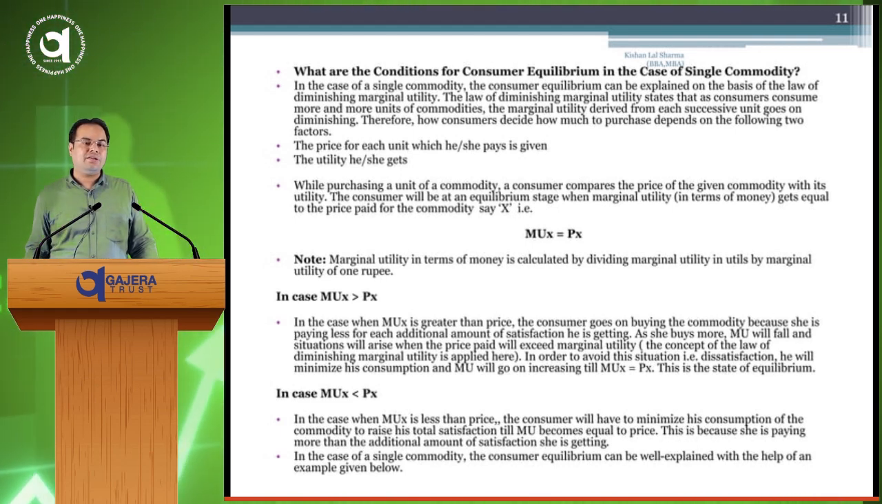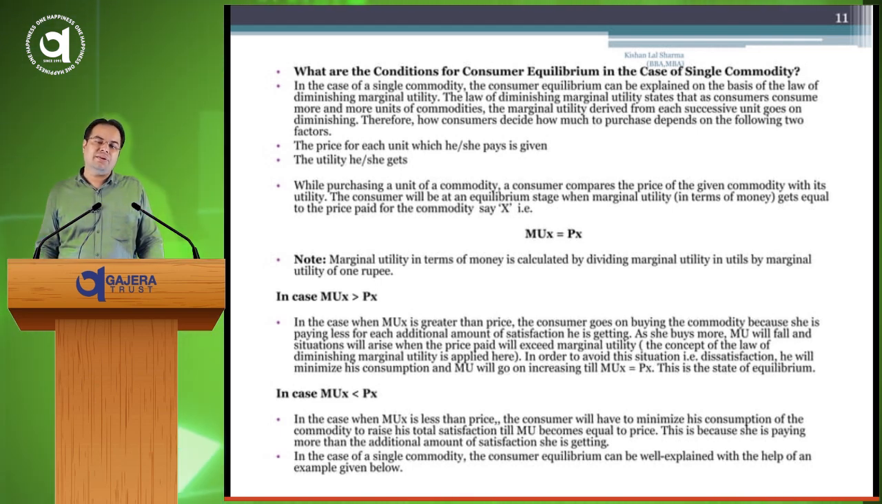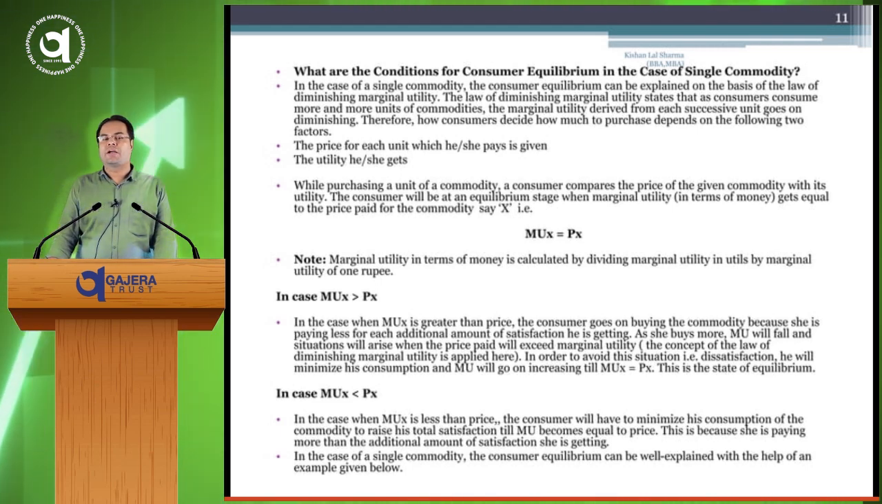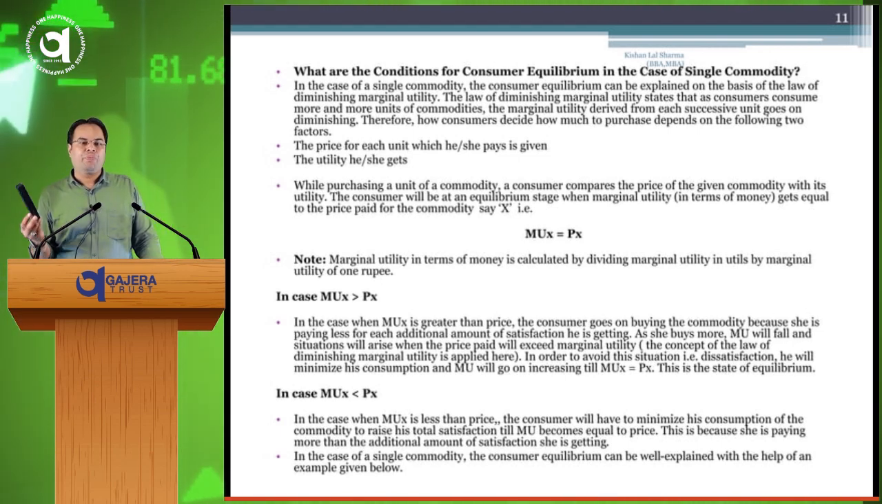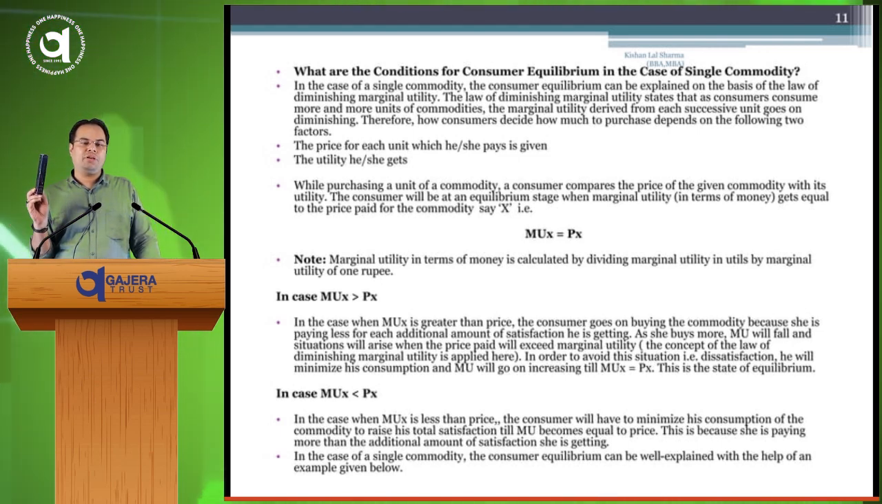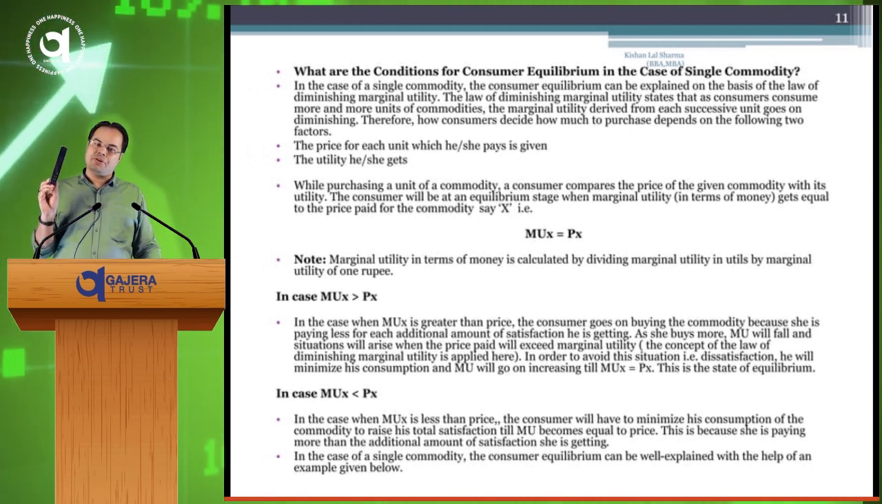Now note that marginal utility in terms of money is calculated by dividing marginal utility in utils by marginal utility of 1 rupee. Suppose, as I told you, this product is of 10 rupees. So assuming that 1 rupee is equal to 1 util, I will get 10 utils of satisfaction.